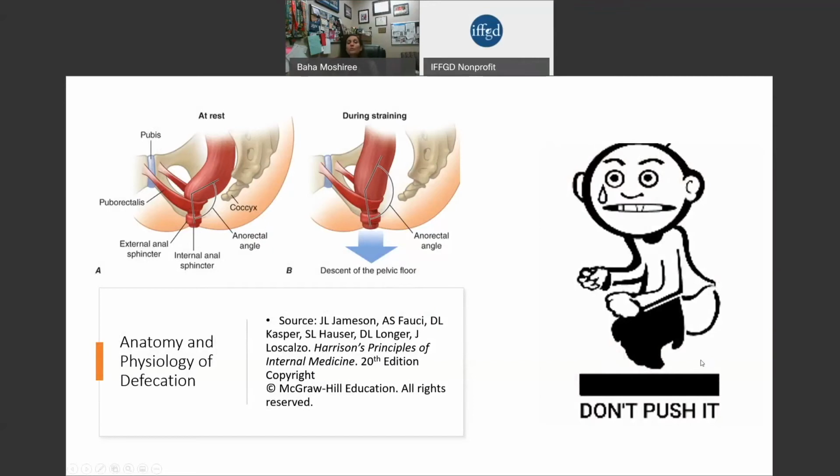Normally we don't want patients to push so hard, because if they push and strain a lot, they get hemorrhoids, they can get fissures, and they may not actually be able to coordinate the muscles correctly to be able to push it out.